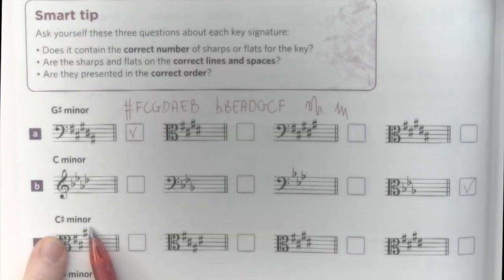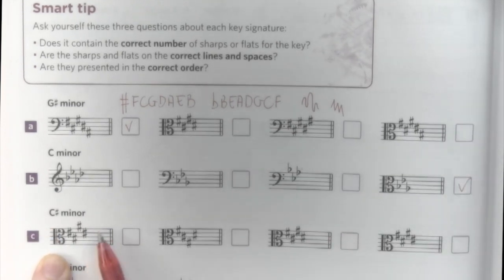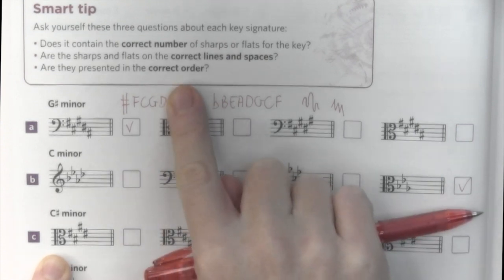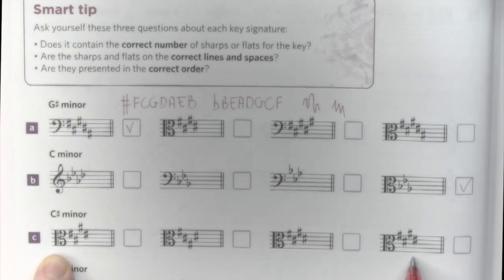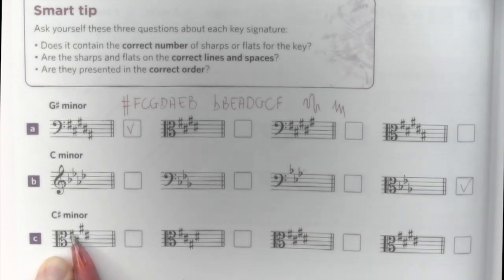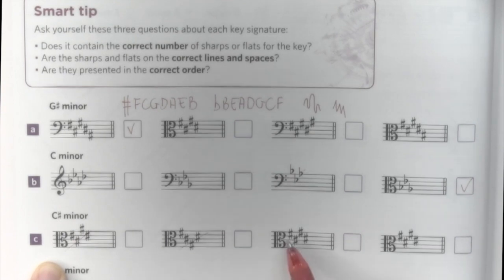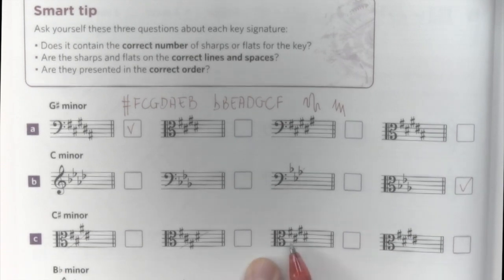C sharp minor is the relative minor of 3 semitones above E major. E major minus 1 semitone is D, so we have 4 sharps. Okay, all of them have 4 sharps, so we need to identify first the shape. This is not the right shape, this is not the right shape, and this could be the right shape. This also could be the right shape. So let's identify which one is correct.